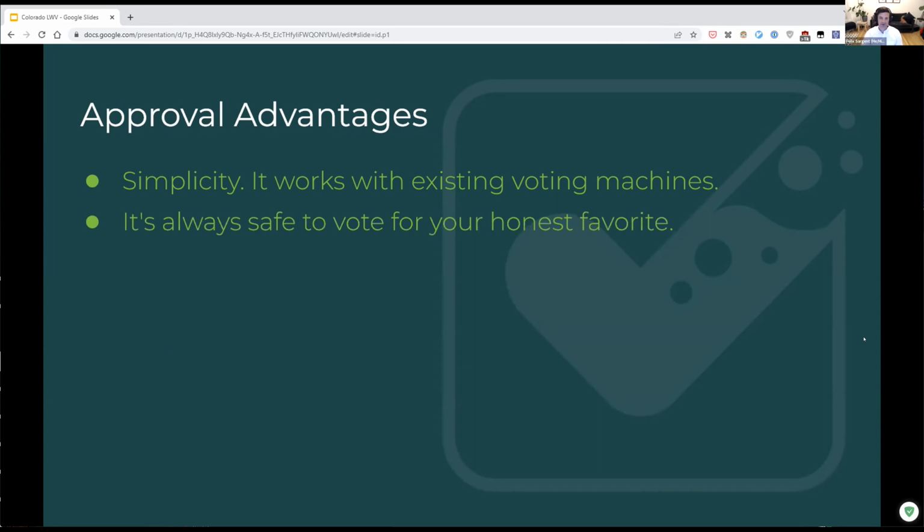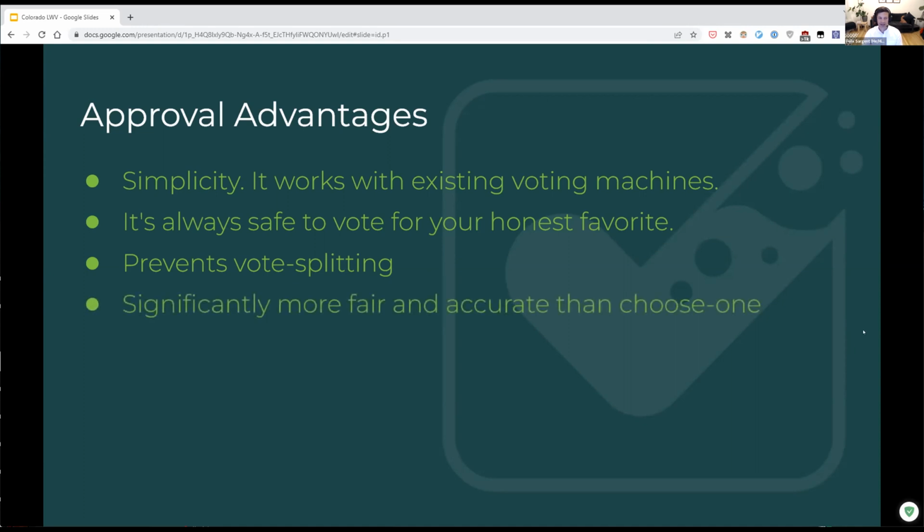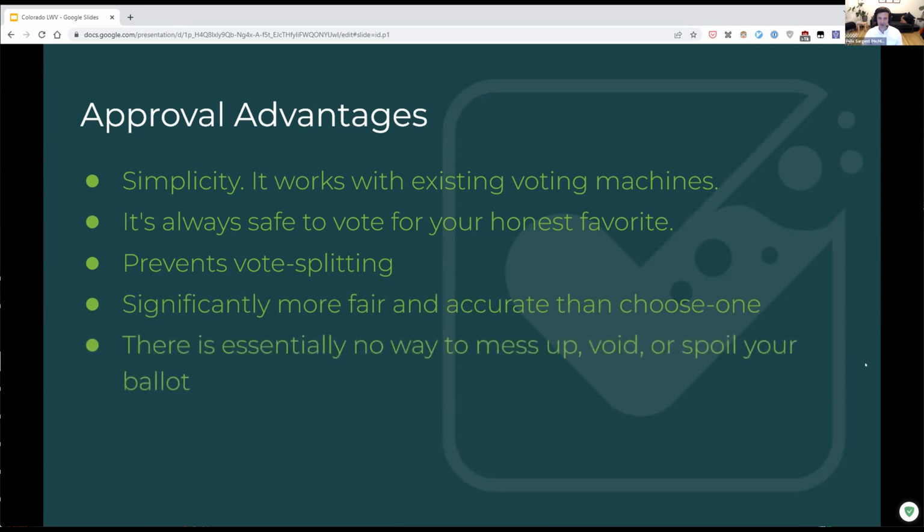It's always safe to vote for your honest favorite under approval voting, so you'll never need to not support somebody because you've run out of votes. It prevents vote splitting, which means that you don't have the Bush, Gore, Nader style situation where because someone else ran, they took votes from another candidate. That leads to people voting for the lesser evil and voting strategically, or voting for a candidate that they truly prefer, but end up making sure that the worst candidate for them wins. It's significantly more fair and more accurate than choose one voting, which means that you get the result that you're looking for.